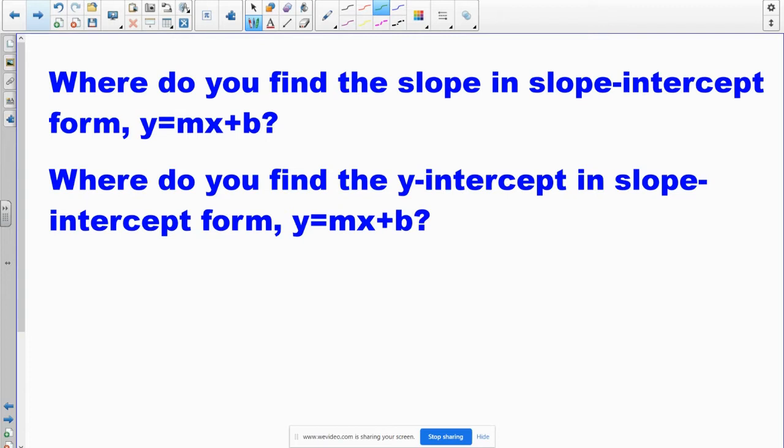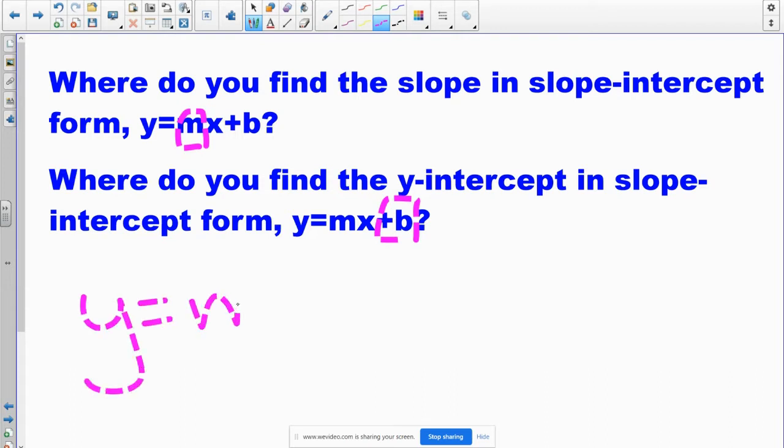And I kind of alluded to this in the last video. You find it where it's the coefficient with the x. It's the m, it's the value that's being multiplied by the x. And the other question is, where do you find the y-intercept in slope-intercept form? It's always the b. It's always being added to the m and the x. So don't get that confused.